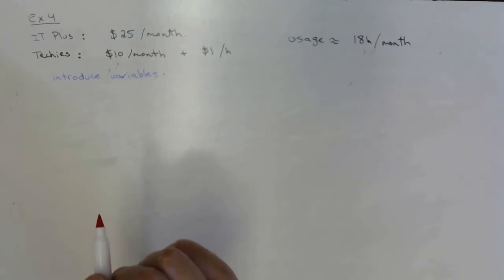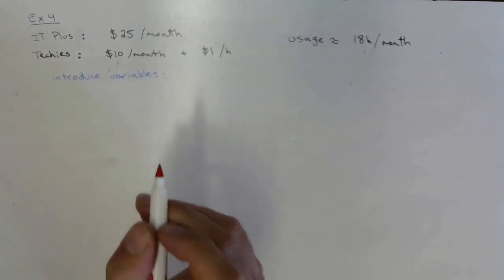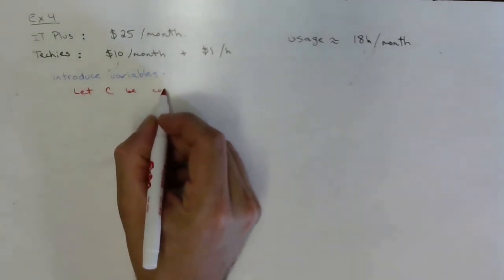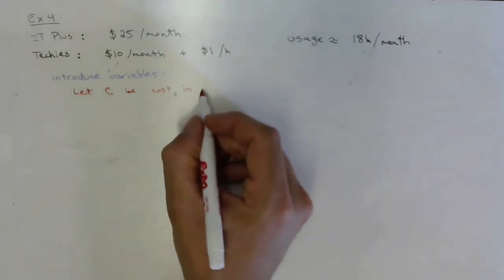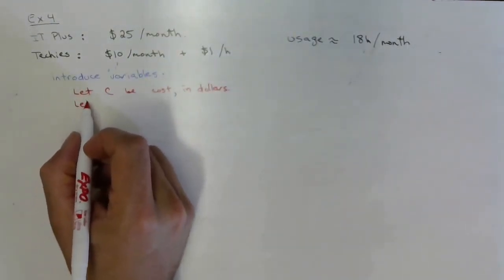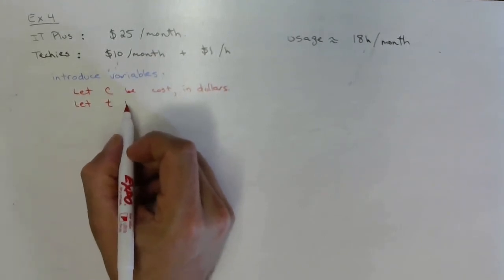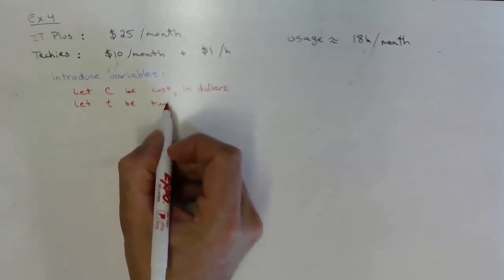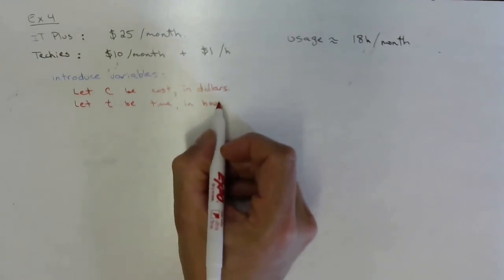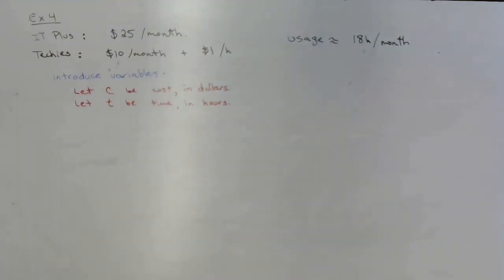What are we trying to find out? What can change? I'll give you a hint. It's the same letters as last time. C and H. C for cost. Let C be cost in dollars. And then this time we're actually going to use T for time. Let T be, it's more common to use T, and then just qualify that it's in hours. Let T be time in hours.